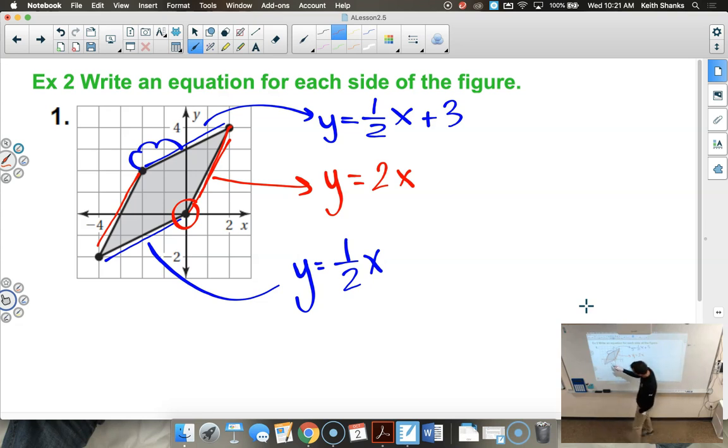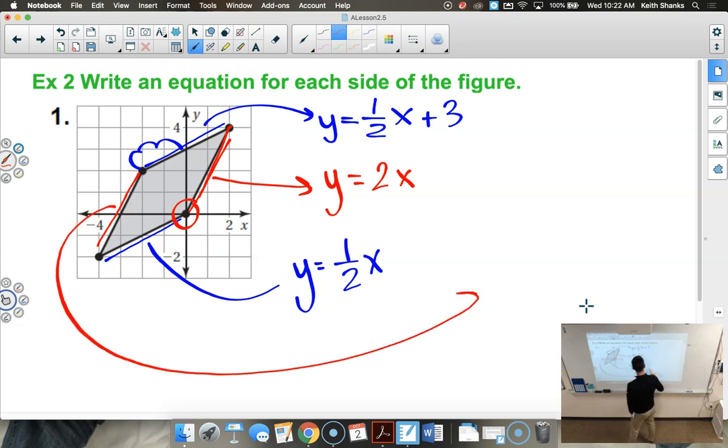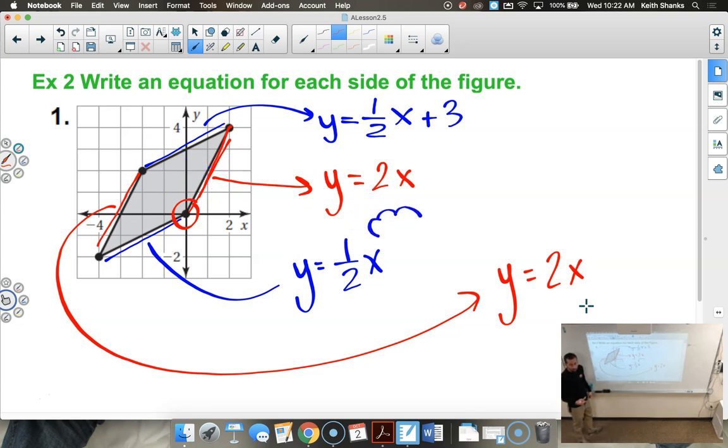All right, and then there's this guy. I look at this one and I'm like, okay, I know this much: y equals 2x. Please, don't just say, well, it doesn't cross the y-axis. Technically they're asking you to write the equation for each side. When they say the equation, they're thinking the equation of a line, and lines go on forever. So what you have to do is look at this picture and say, what if the slope continued?